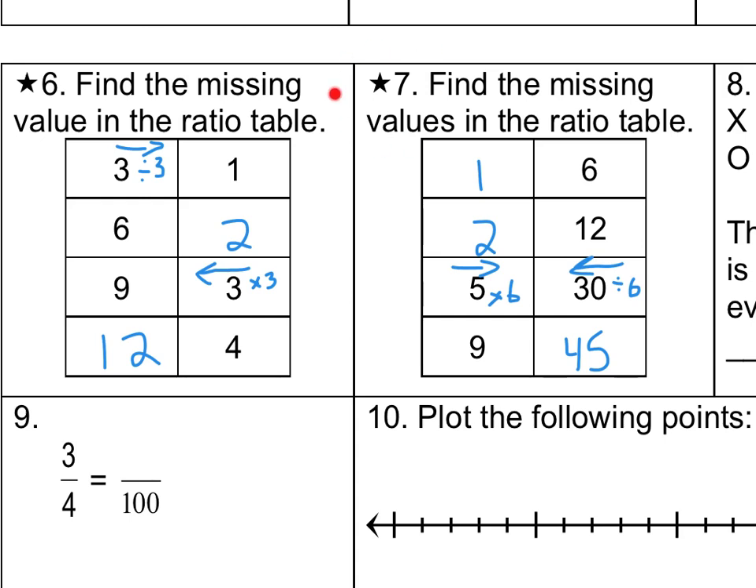For number 7, I have to use 5 and 30. And so when I go right, my rule is times 6. When I go left, my rule is divided by 6. So 6 divided by 6 is 1, 12 divided by 6 is 2, and 9 times 6 is 45.